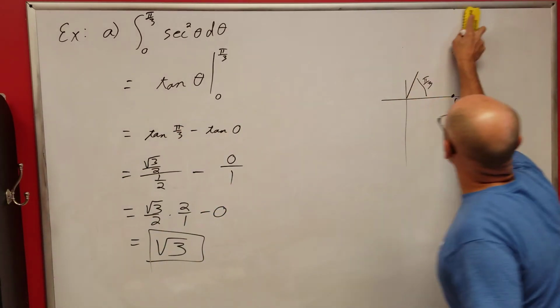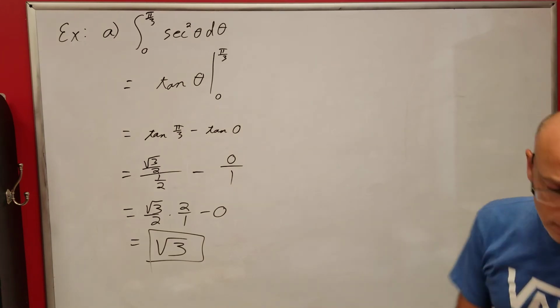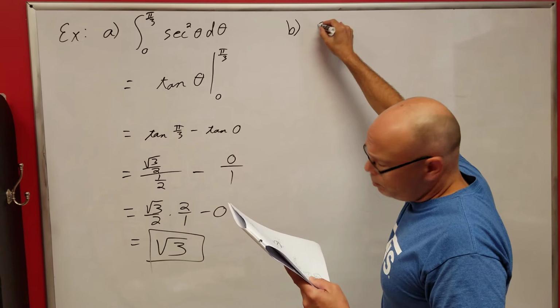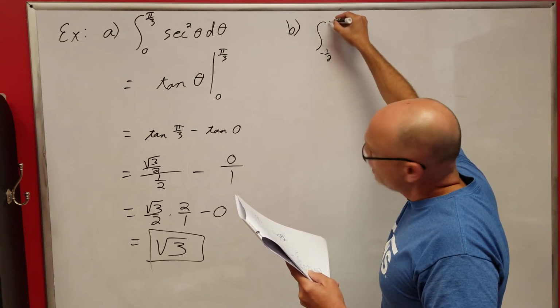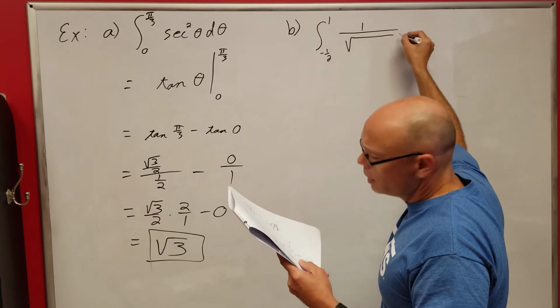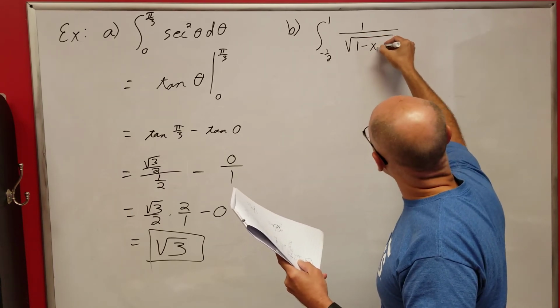Part B. For part B, we have the integral from negative 1/2 to 1 of 1 over the square root of 1 minus x squared.